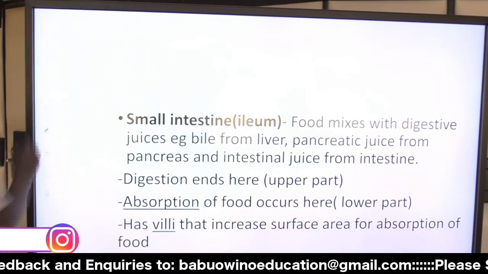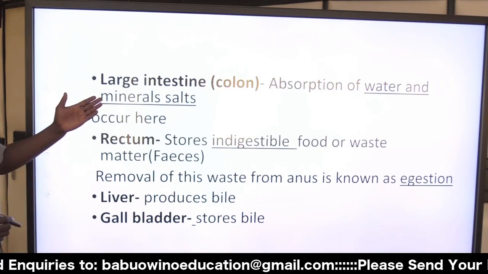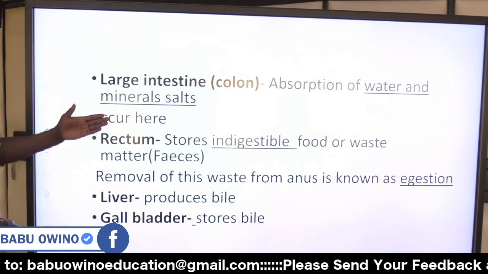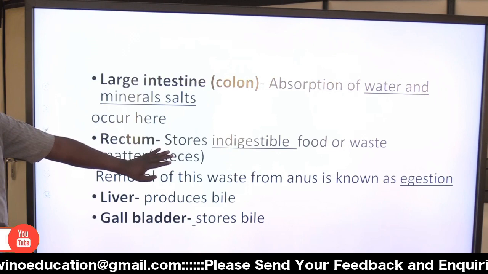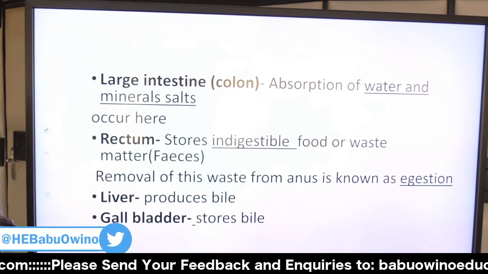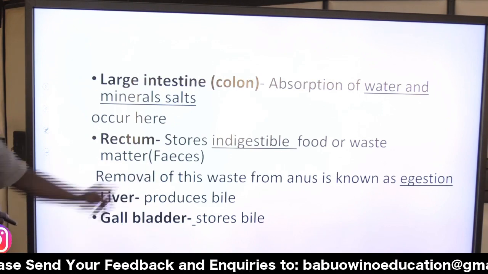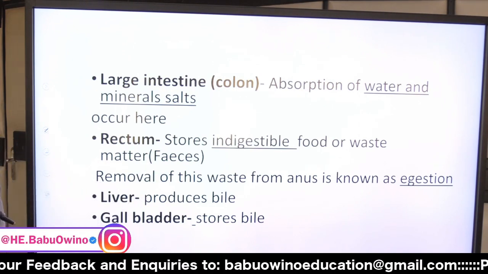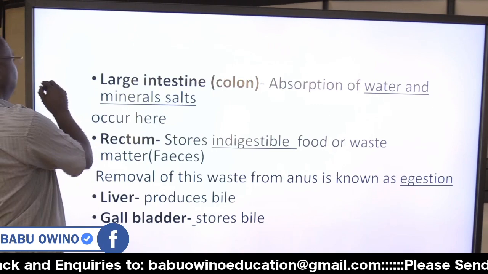Then we have large intestine. We've said absorption of water and minerals occur there. Rectum, in the rectum, is the one which stores indigestible food or waste matter, e.g. feces. And the removal, we've said, is called egestion. Liver produce bile, which is stored in gall bladder.